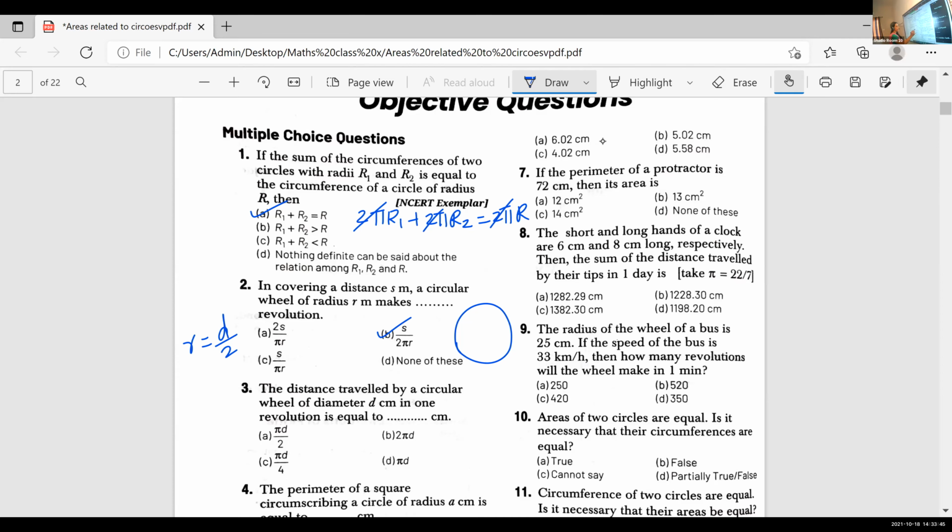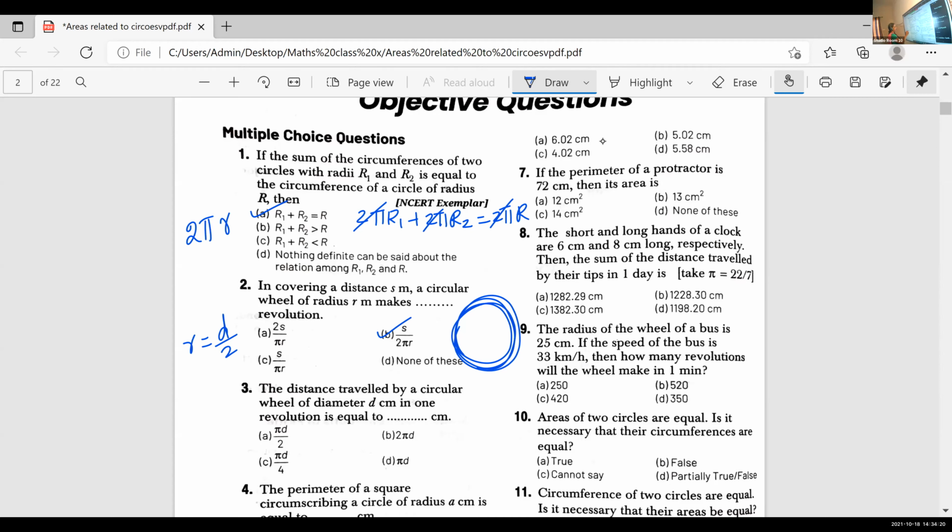Okay, so imagine a wheel is rotating one complete revolution. That means what is the shape there? Circle. What is the circumference of a circle? What will be the area of the circle? Area is pi r square. So what will be the circumference? 2 pi r. Okay, it will be 2 pi r.